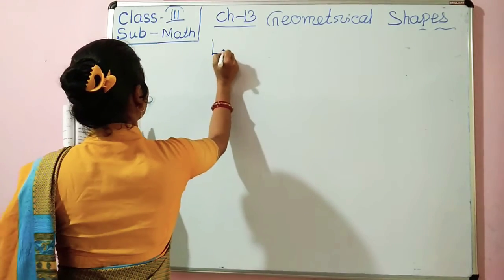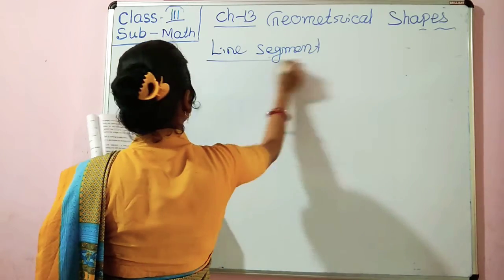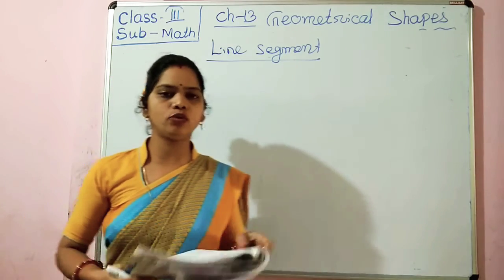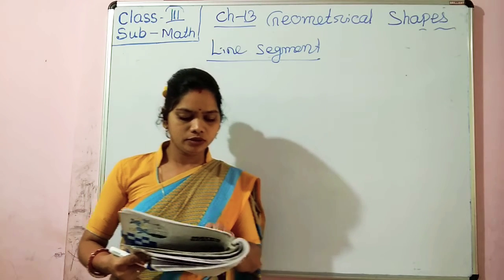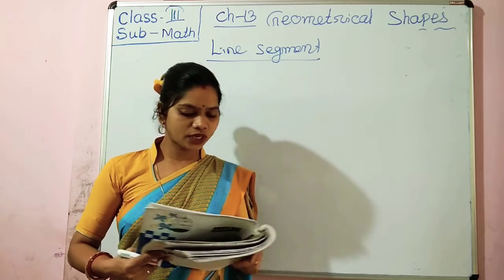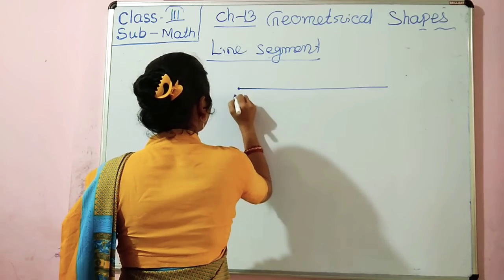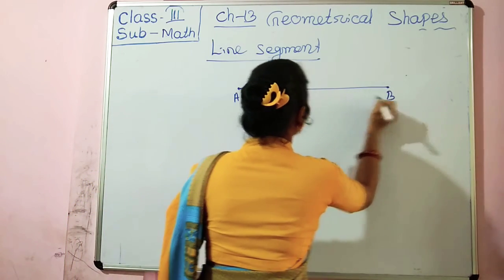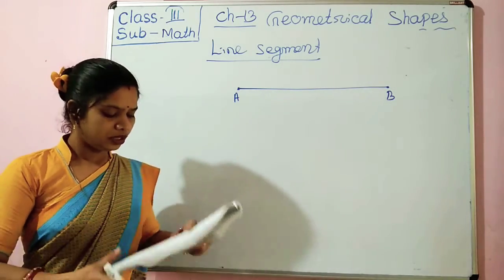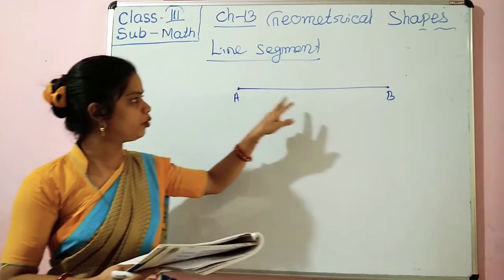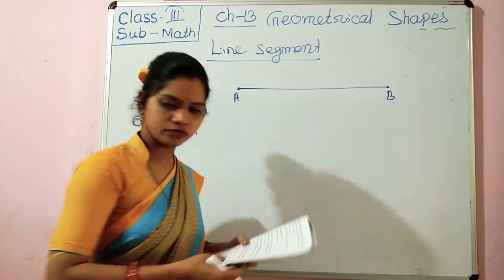Next, line segment. Look children, a line segment has two end points and can be measured with the help of a scale or measuring rod. Here this point is named A and this point is B. Look, a line segment has two end points. We can measure it with the scale.